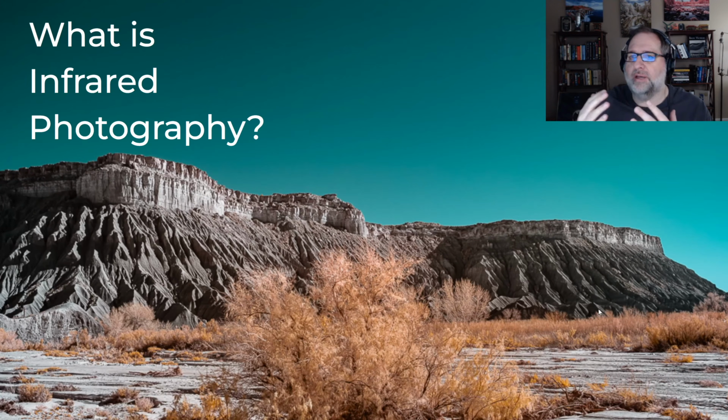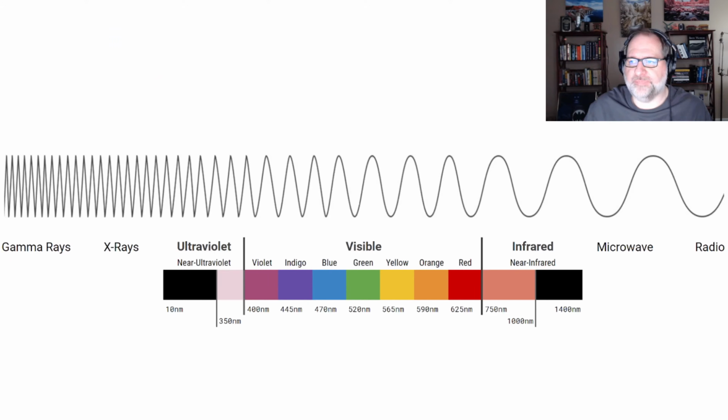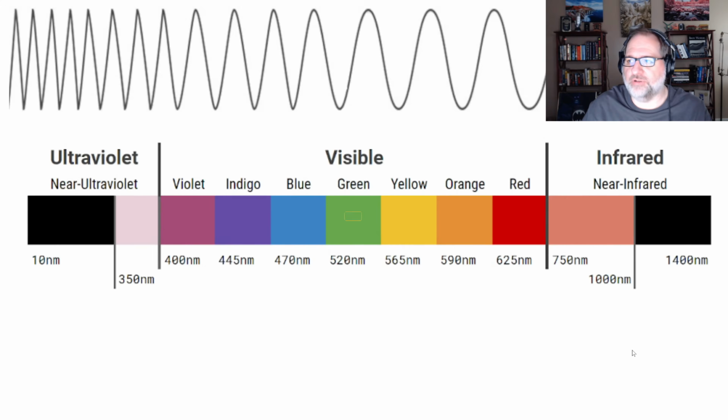So first of all, what is infrared photography? We'll have to do a little bit of science that's helpful, but don't worry, it won't be too much. So this is the electromagnetic spectrum. It is, of course, not to scale. But within the spectrum, we have a variety of electromagnetic waves, from gamma rays, X-rays, ultraviolet, visible light that we can see with our eyes, infrared, microwave, and radio. The main difference between all of these is the length of the wave. They're all basically forms of electromagnetic radiation.